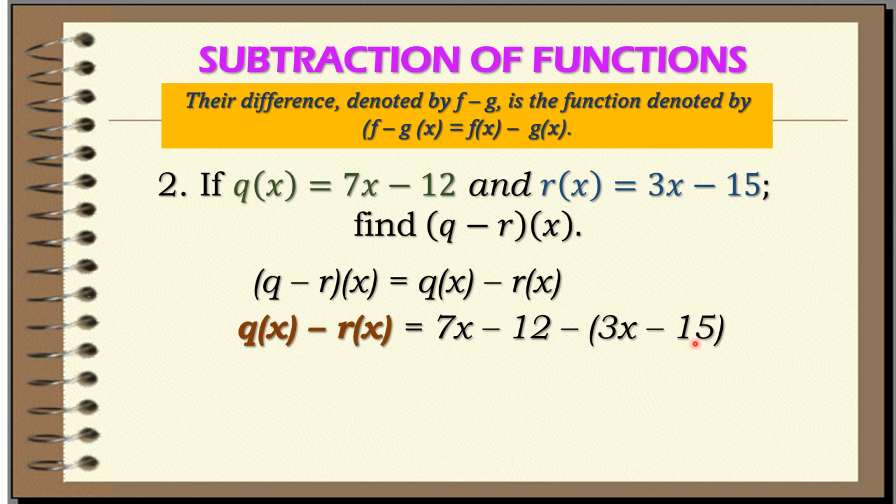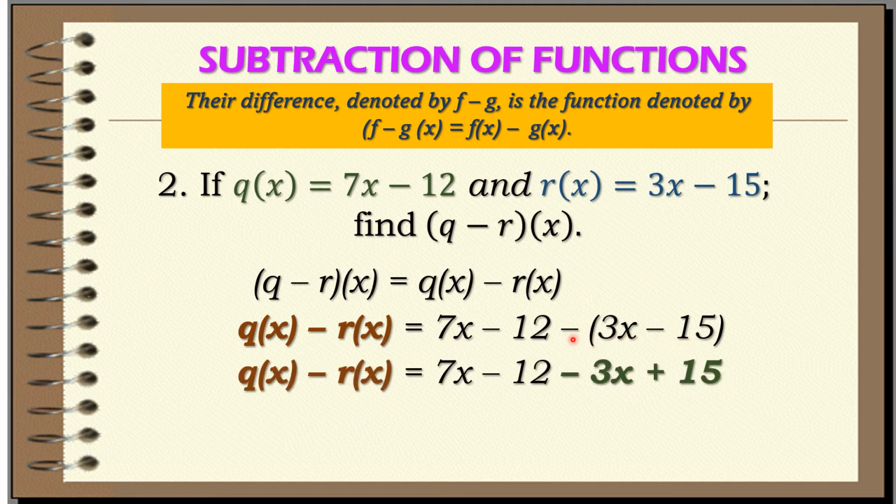And then the next step is to distribute the negative, the minus sign, to each term here on the next function. So negative times 3x is negative 3x, and negative minus negative 15 is positive 15, or plus 15. And then we combine the like terms.